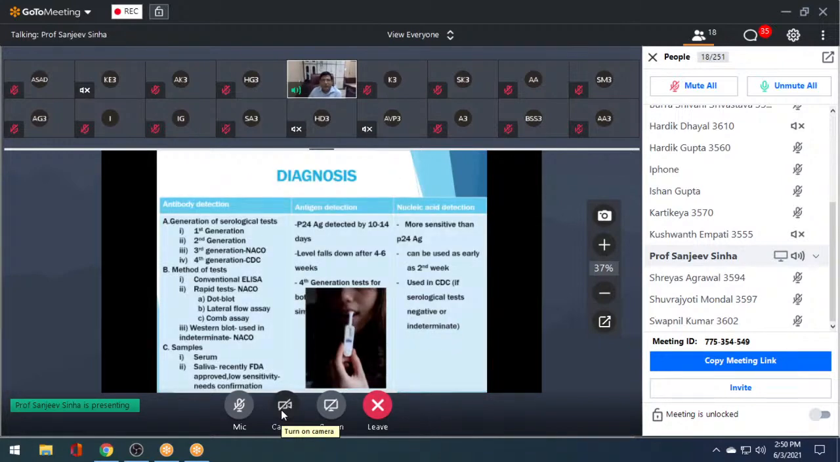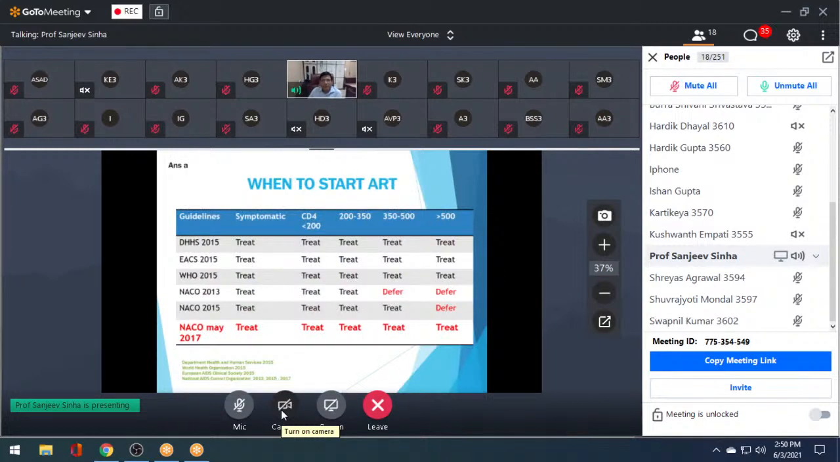Coming to the different kinds of regimen and when to start antiretroviral therapy. There are different organizations, like the Department of Health and Human Services in the US, the European AIDS Clinical Society, the World Health Organization, and the National AIDS Control Organization, and they have given the guidelines.